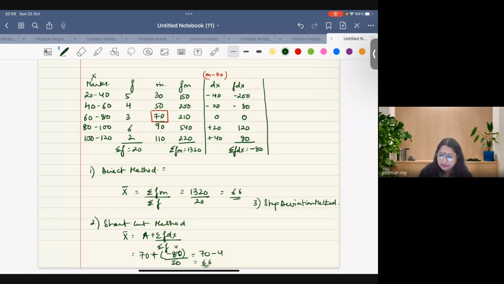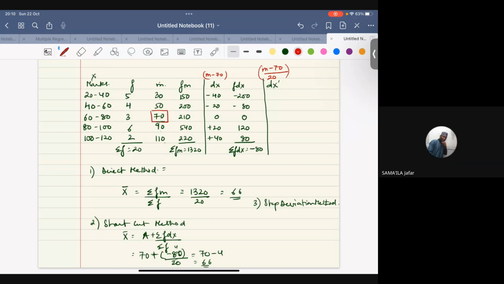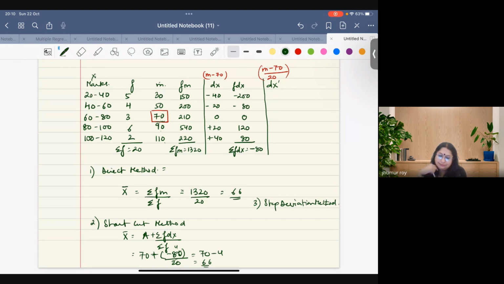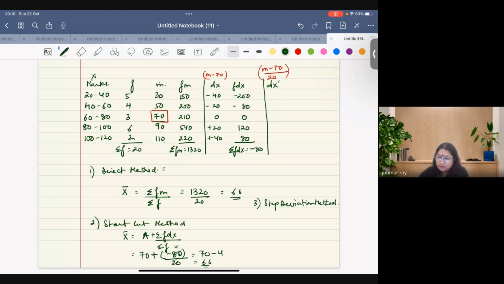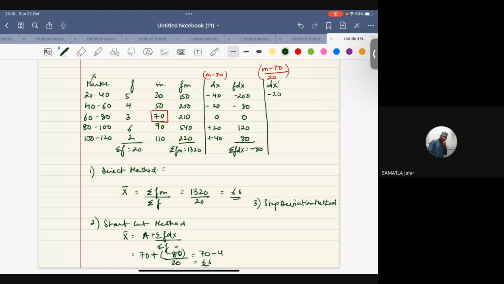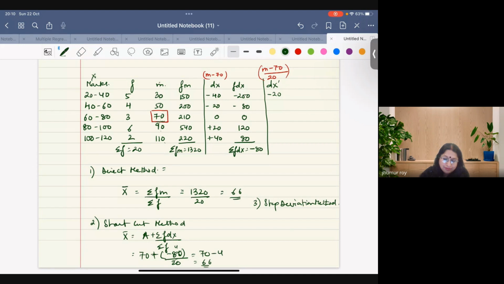So we come to the third method. In the step deviation method, you have to find dx dash. So what do we calculate? Mid value minus 70 divided by the class interval, which is 20. So calculate now. What is the value you'll get? 30 minus 70, that is minus 40, divided by 20. Is it minus 20? No, it won't be minus 20. It is minus 2.